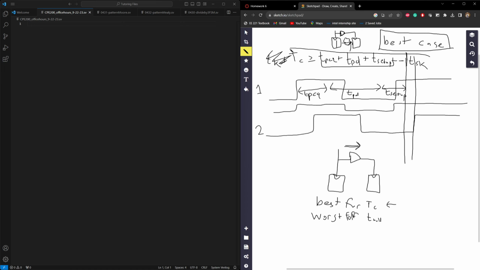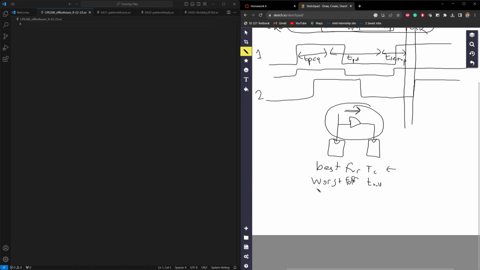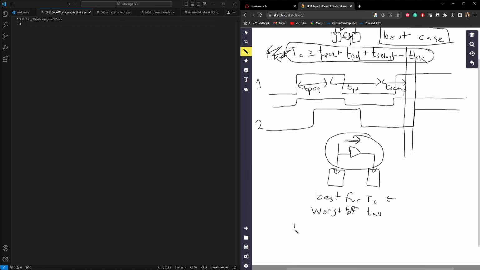So this is the best case scenario, and it's when it's pointed in this direction, when the skew is going to the right. However, it's going to be the worst case for the hold time. Sorry, did you have a question? No, I said, oh, okay. All right. So this is going to be the worst for the hold time, and I'll show you why.